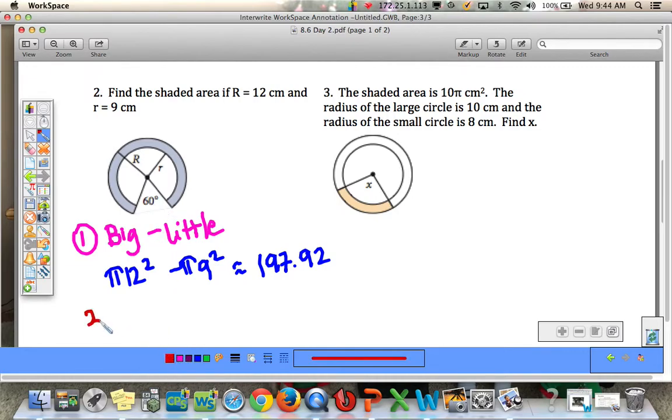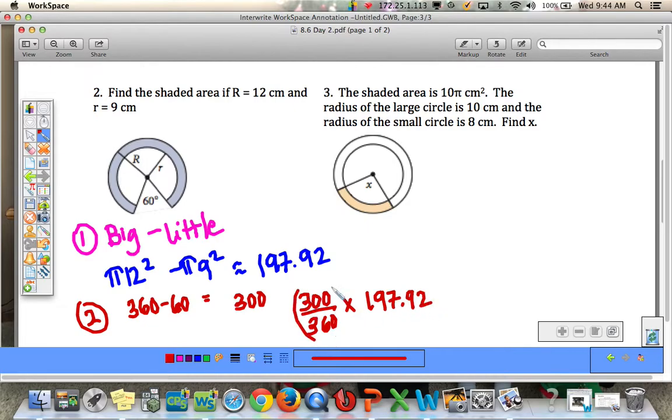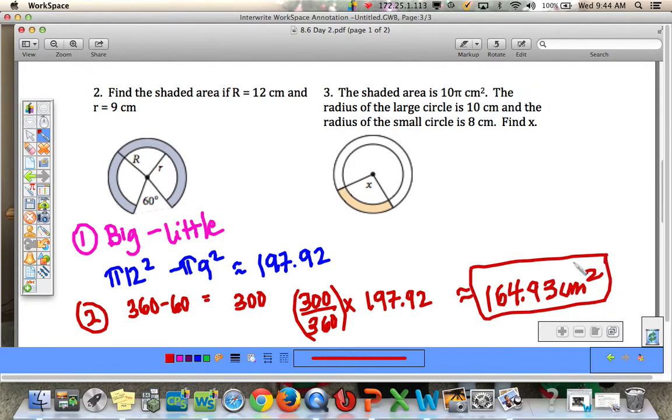But step 2, we only have part of the annulus, so we have to figure out what part we have. If we have a circle, it's 360 minus 60. That would be 300 degrees of the circle. So 300 divided by 360, that's what part of the circle we have. We're going to multiply that by the area we figured out above. So it's 300 out of the 360 times the 197.92, and that area is about 164.93 centimeters squared. So again, you figure out the whole area, and then what fraction of the area we have, multiply, and we'll get 164.93. And that makes sense, it's less than the whole area.